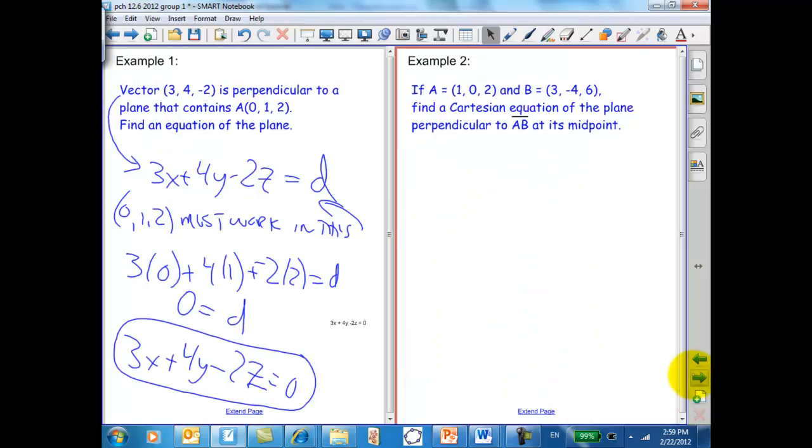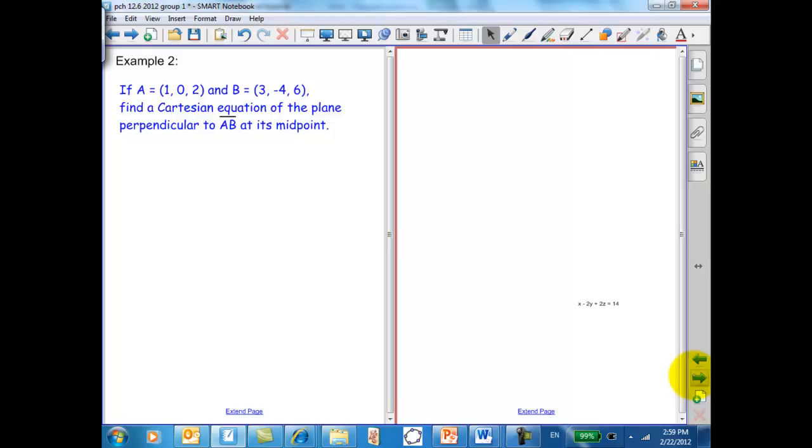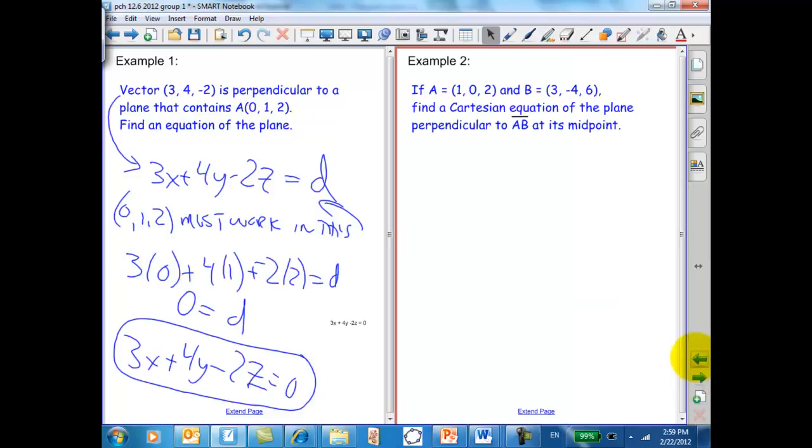Okay, here's example 2 now. Find a Cartesian equation of the plane perpendicular to AB at its midpoint. I think I tried to do a picture of this. No, I don't think I did. Wait, hold on. This is the equation that you just gave us a couple seconds ago. Is that the Cartesian one? Yeah, this is called the Cartesian equation. From Descartes.